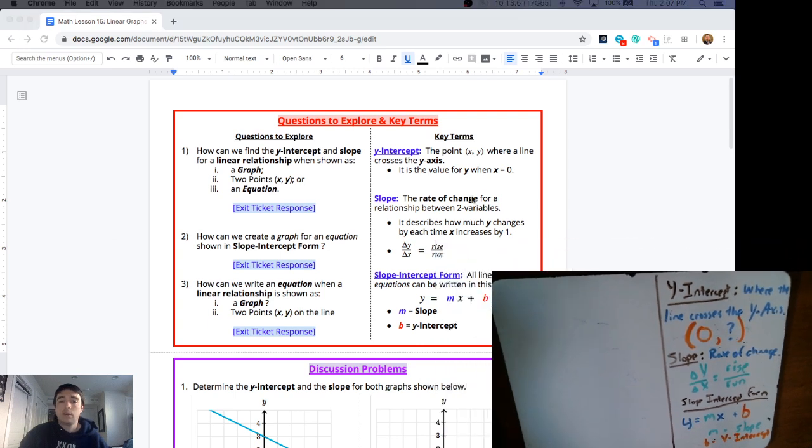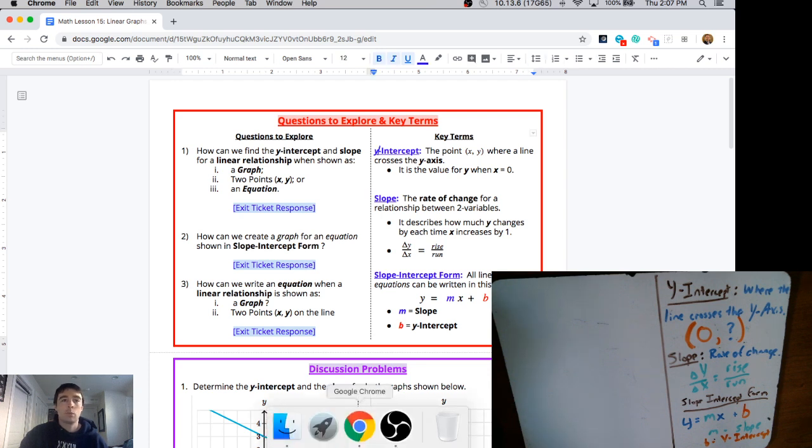Our big key terms here today, the first one that I'm going to go ahead and highlight here, the y-intercept is really the first thing we need to understand. That's going to be the point where your line crosses the y-axis.